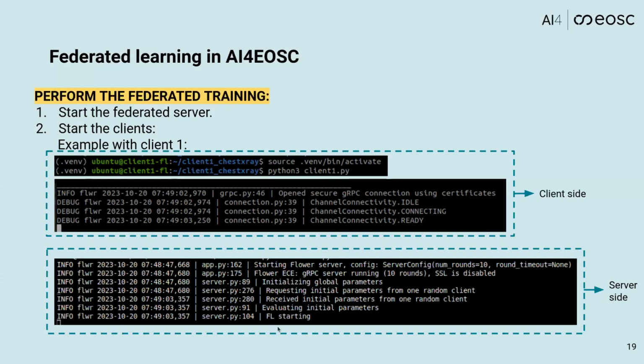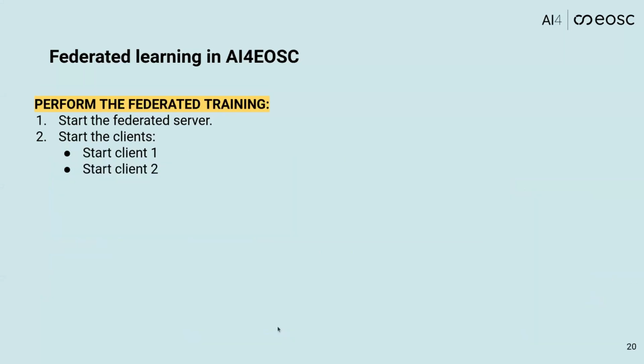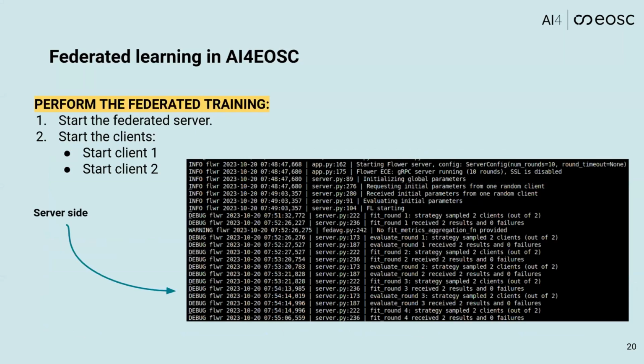Now, if we introduce the second client, we will be able to see from the AI4Use side, from the server side, the evolution of the process in which the federated learning is starting, and it starts when it receives 2 clients out of 4. Then we have the first round with 0 failures, we can evaluate, and so on. So this is how we can perform a federated training in just 1 minute, let's say.